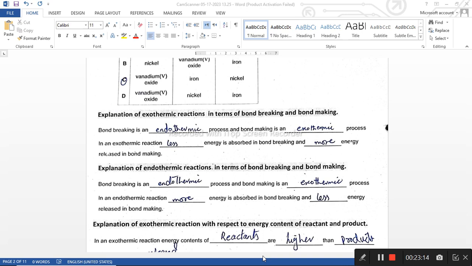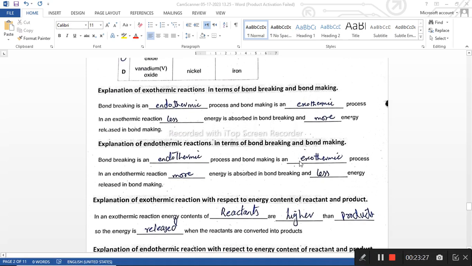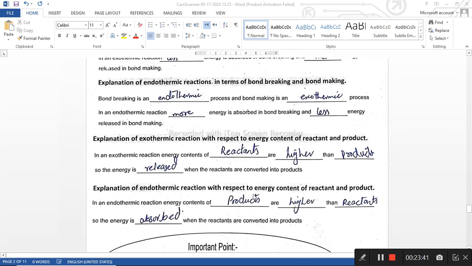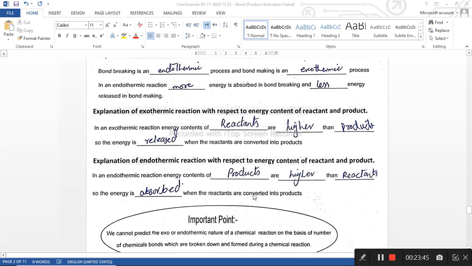In an exothermic reaction, less energy is absorbed in bond breaking and more energy is released in bond making. Now a simple explanation of endothermic reactions in terms of bond breaking and bond making. Bond breaking is an endothermic process and bond making is an exothermic process. In an endothermic reaction, more energy is absorbed in bond breaking and less energy is released in bond making. Brother, it is simple, just memorize it and your 2 marks are sure. It comes for 2 marks in the majority of cases.